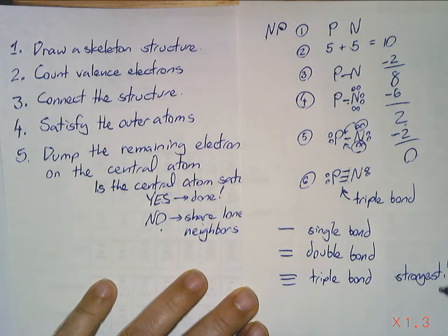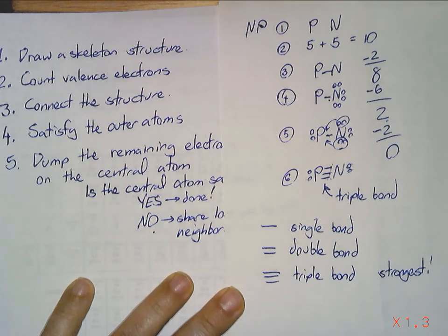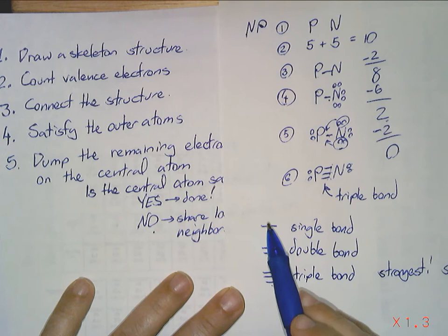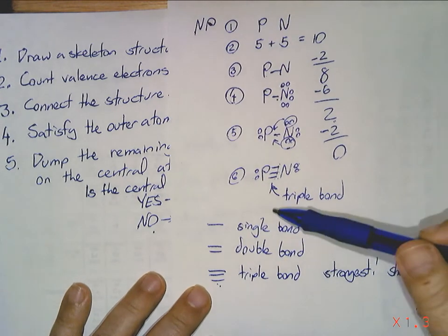So this is the strongest of those 3 bonds. And another thing is, the more electrons that you've got gluing the 2 nuclei together, the closer together the 2 nuclei draw. So a triple bond will be the shortest. The strongest and the shortest bond is the triple bond. The longest and the weakest bond is the single bond.